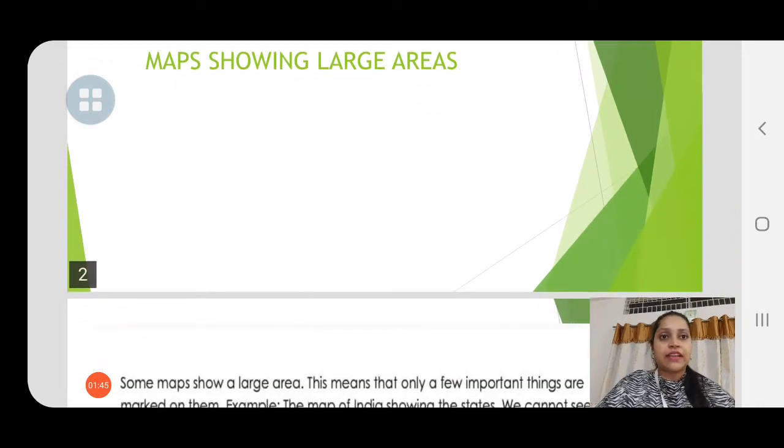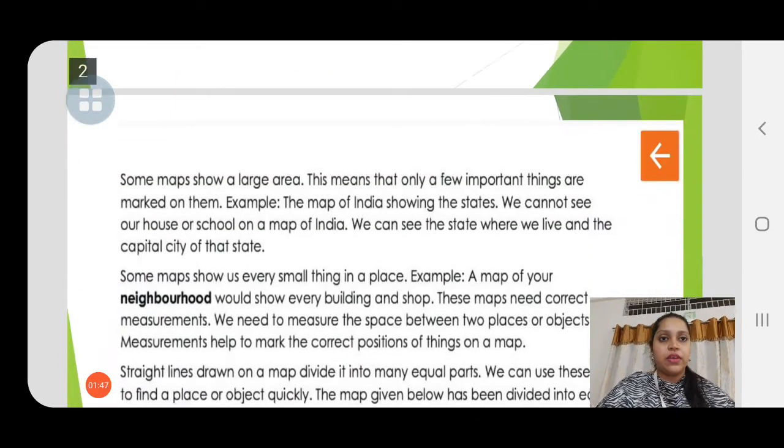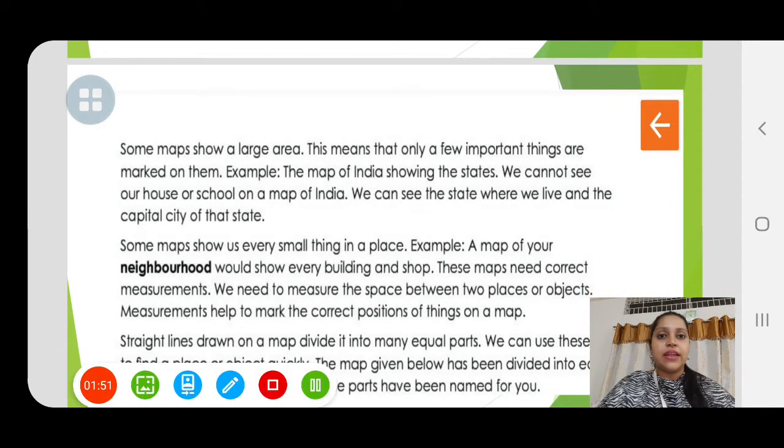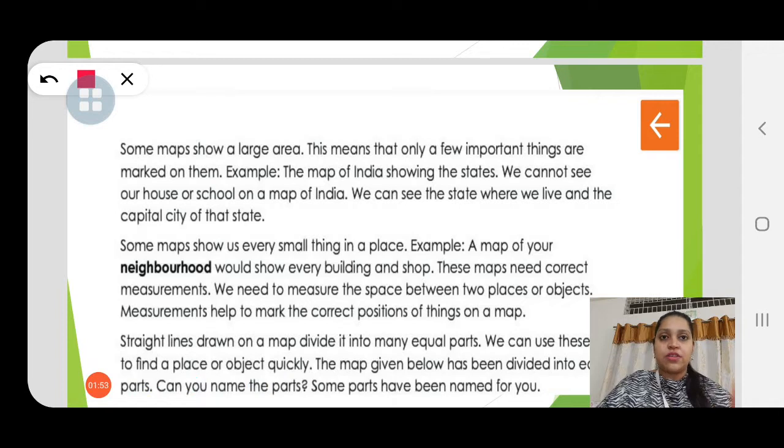All of you take out your textbook, take out this page, and here you will find about the maps showing large areas. And what is written? We'll see. Some maps show a large area. This means that only a few important things are marked on them. Example, the map of India is showing the states. We cannot see our house or school on a map of India. We can see the state where we live and the capital city of that state.